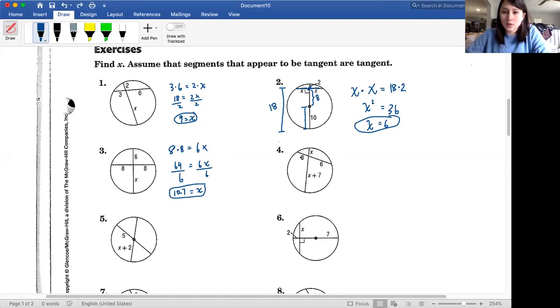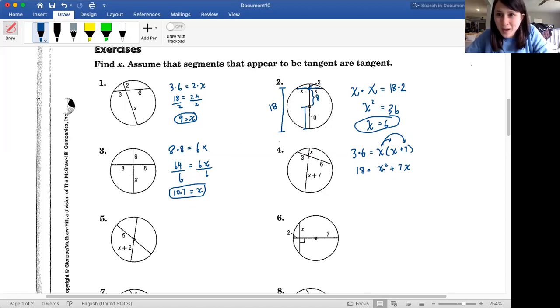Our two parts of this segment here are 3 and 6. And then our two parts here are x and x plus 7. So x times x plus 7. Now I've got x times x plus 7, so I have to distribute this in and expand that out. 3 times 6 is 18, so I'm going to simplify that and make that 18. And then I have x squared plus 7x.